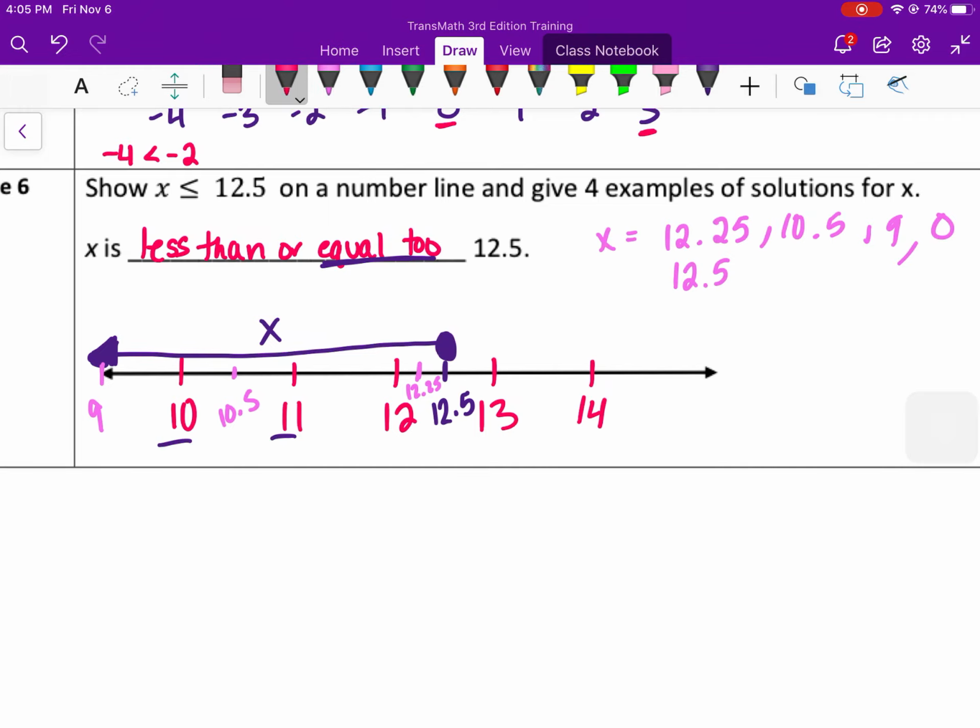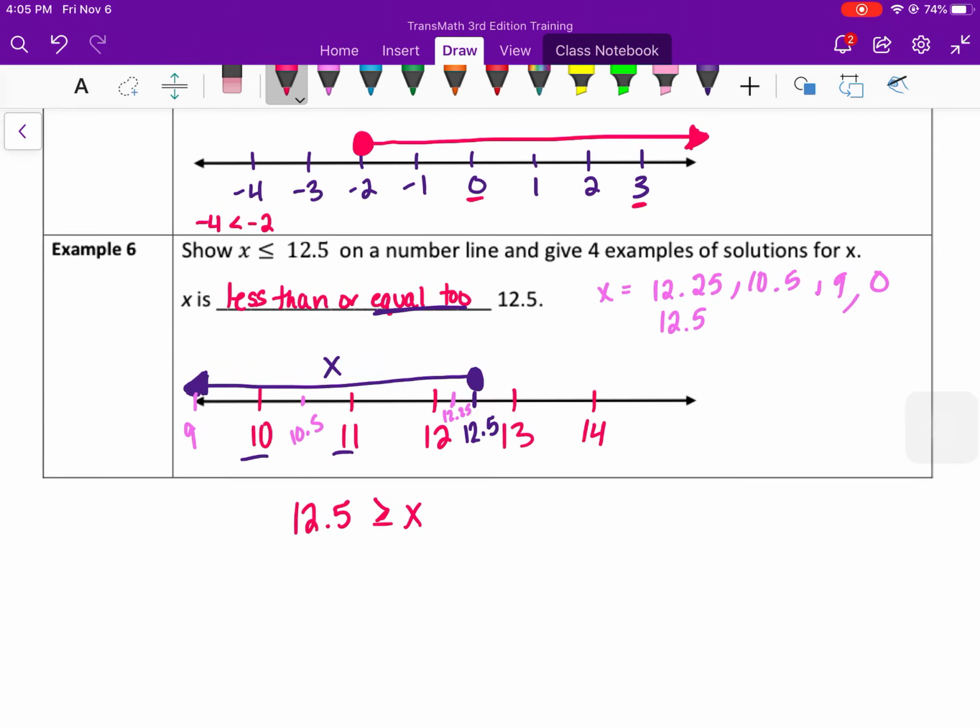So there's multiple solutions for that inequality. This inequality could also be written as 12.5 is greater than or equal to x. So that is another way to write it. Sometimes we write the number on the left, and 12.5 is bigger than the x values then, so greater than or equal to. So if you flip it around so that the x is on the other side, you do have to flip around the inequality so it faces the other direction.